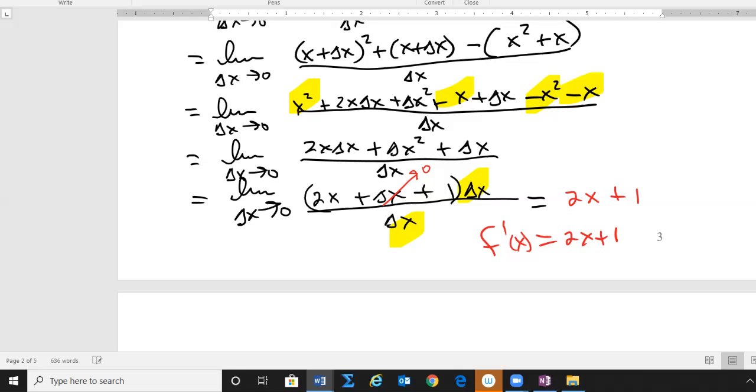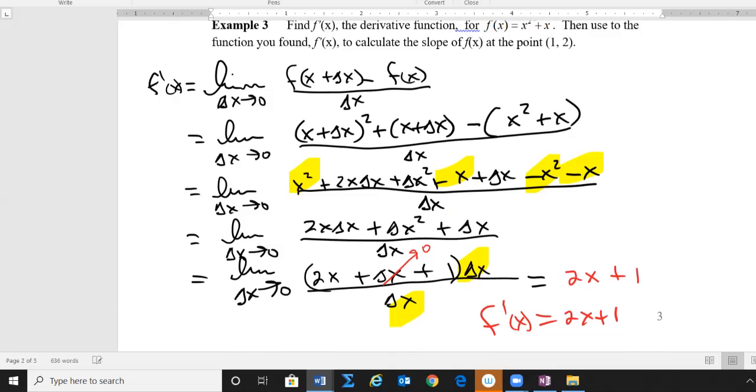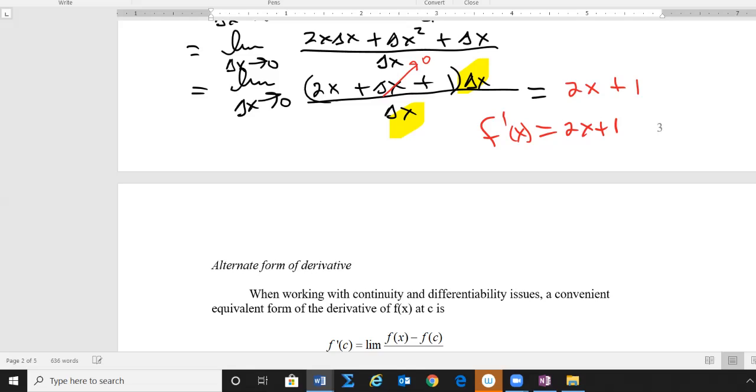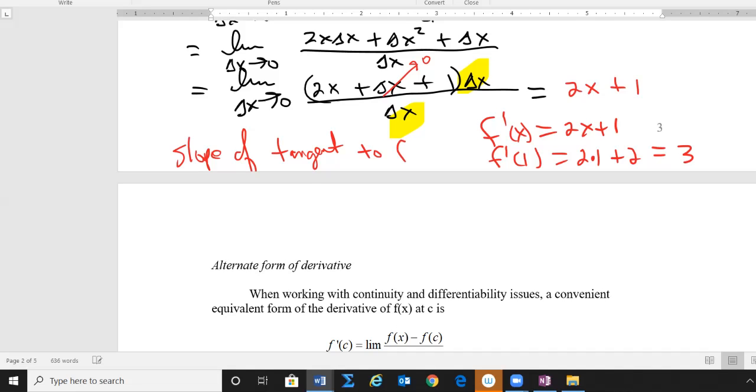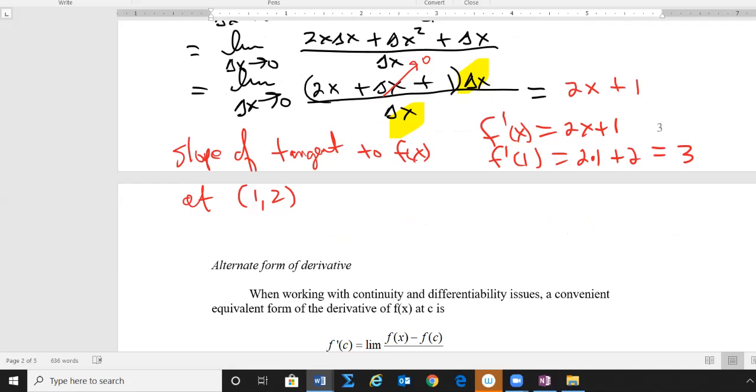Now you can evaluate it at, let's see, we want the point (1, 2). So at (1, 2), x is 1. What we really need is f prime of 1, which is 2 times 1 plus 1, which is 3. That tells us the slope of the tangent to f of x at this point (1, 2). That's the point in question. The slope at (1, 2) is 3.